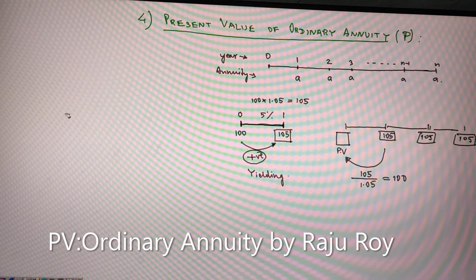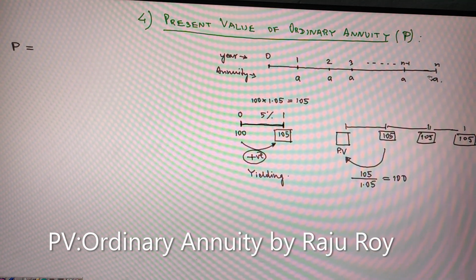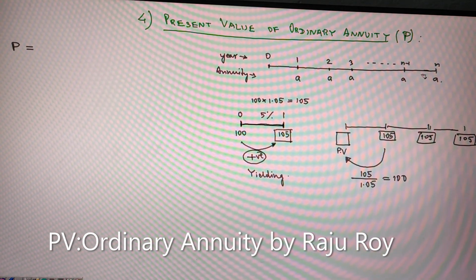So let me start here. The present value I am denoting by P. This is the ordinary annuity, which means at the end of every year you are paying your annuity. At the end of the first year you pay A, at the end of the second year A, at the end of the third year A. Like that till the nth year, because there are n terms in total. If you start from 1, you end at n; if you start from 0, you end at n minus 1.